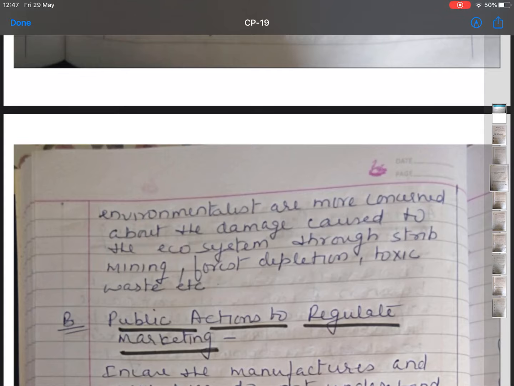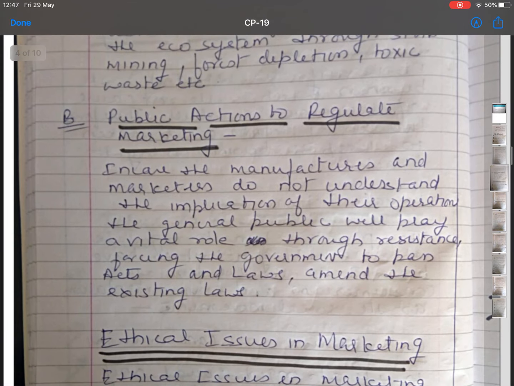And the second way is public actions. The public too, by way of resistance, can force the government to pass stronger acts and stronger laws, and amend the existing laws to regulate the unethical practices being followed by the marketing people.